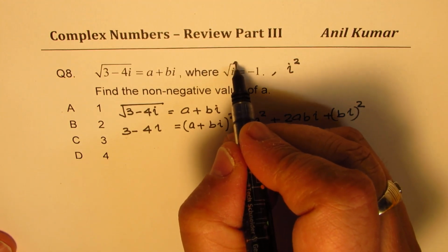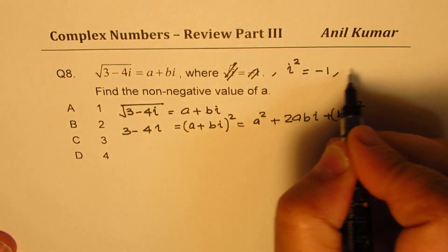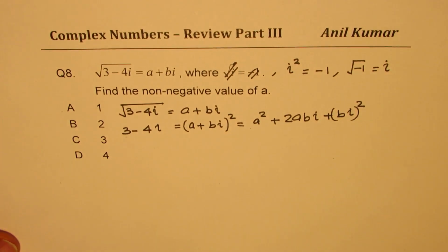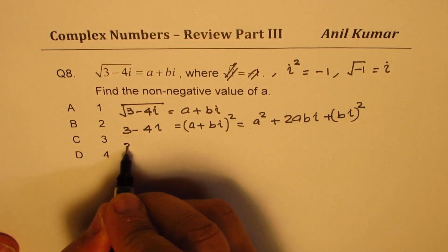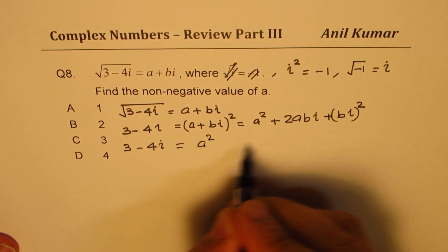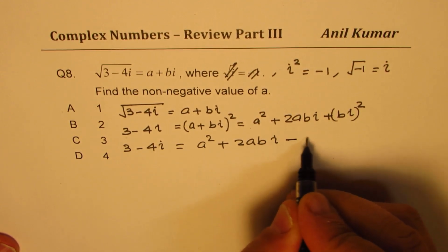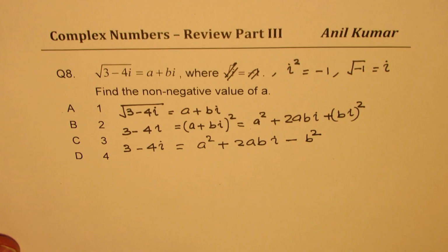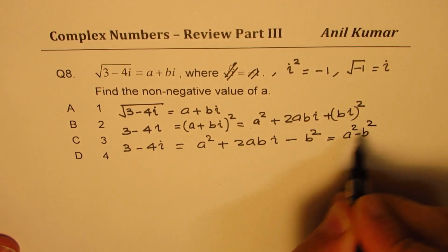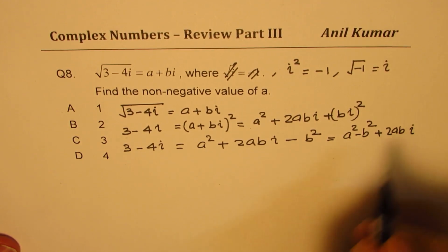I've written it wrong. The square root of minus 1 is equal to i, and i squared is minus 1, correct? So that is a correction. Okay, so we could write this as 3 minus 4i equals a squared plus 2abi minus b squared, right? So as you can see here, we have a real part which is a squared minus b squared, and we have an imaginary part which is 2ab.